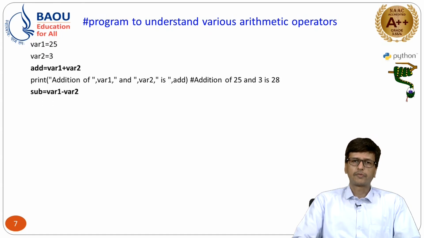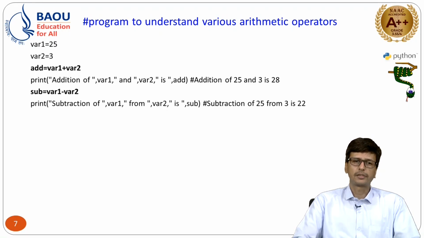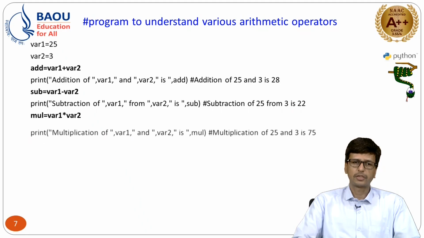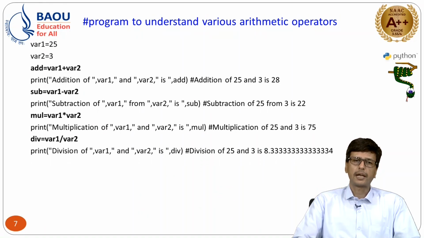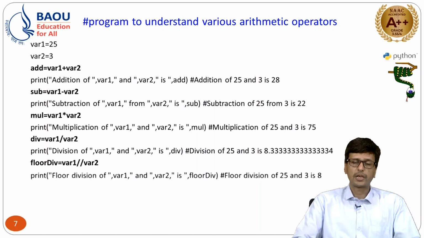Now suppose you are performing addition, so variable 1 plus variable 2, and the result will be stored in a third variable, that is add, and the result is here. Then multiplication, then subtraction, these are all operations that can be performed. So all these are considered arithmetic operators. Now you can see the division, where the default result is in floating point format. Then in floor division, you can observe the result.